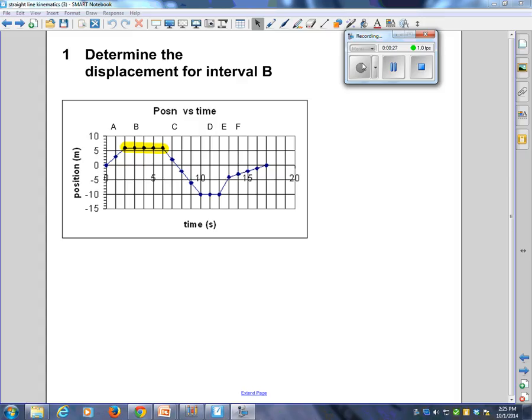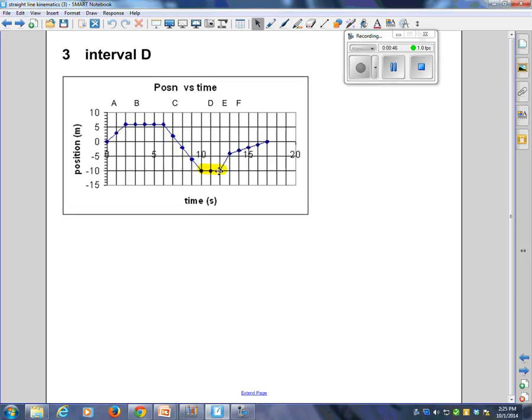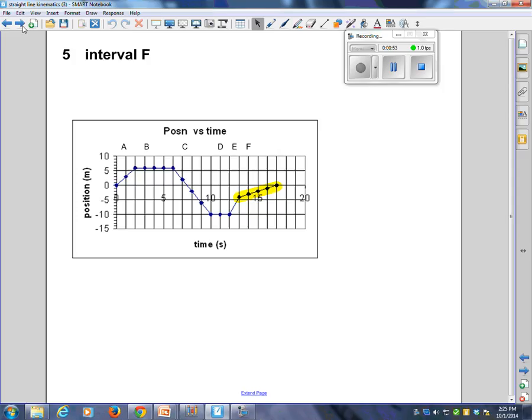I just want to point out that the intervals are labeled. See how they're highlighted there? Maybe I didn't do a very good job with this yesterday, but interval B is from there to there. And interval C is from there all the way down to there. And interval D is all the way from there to there, the flat part. And E is from there to there. And there's F, right?